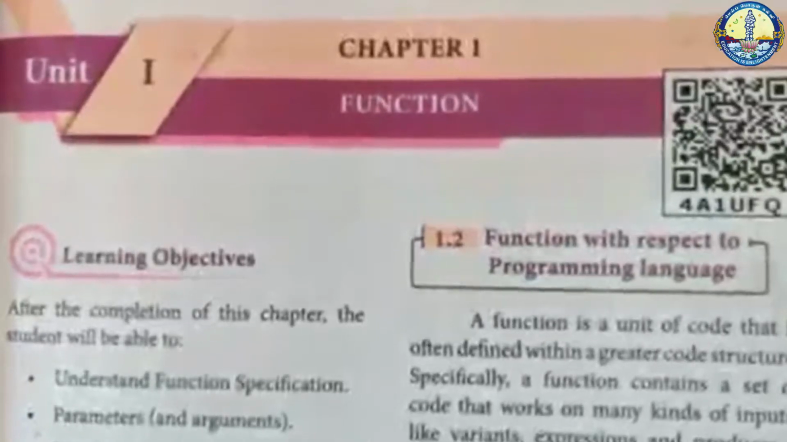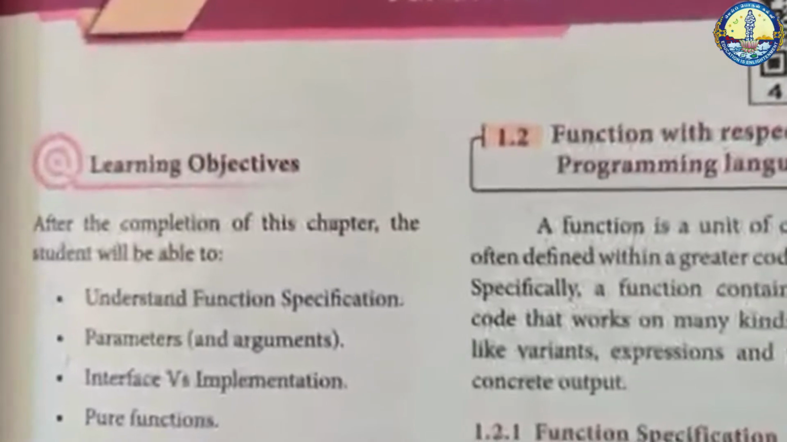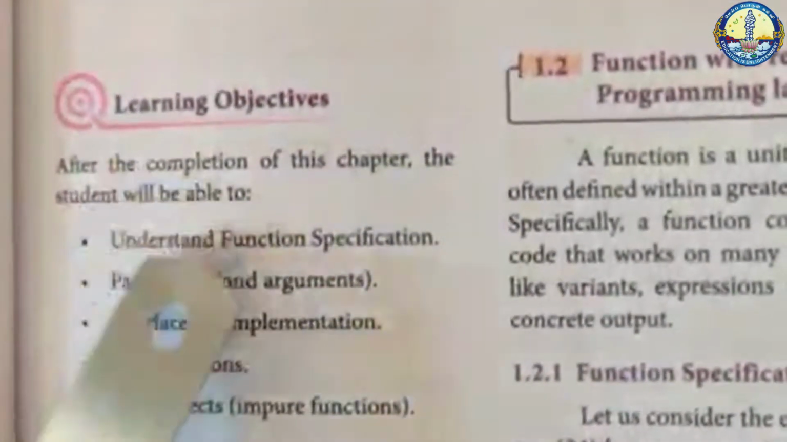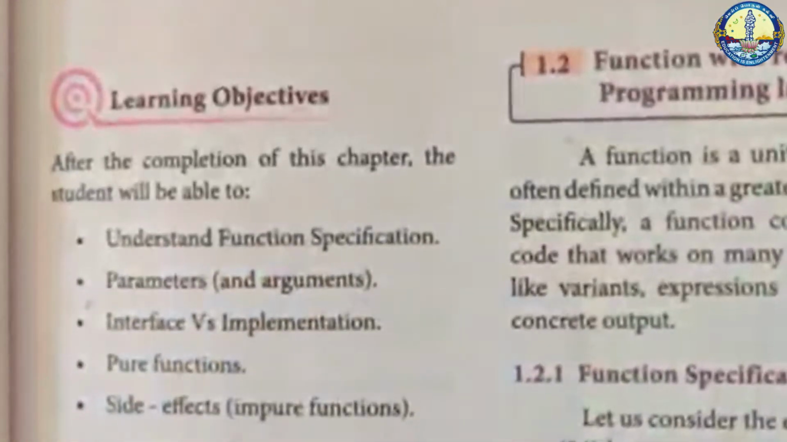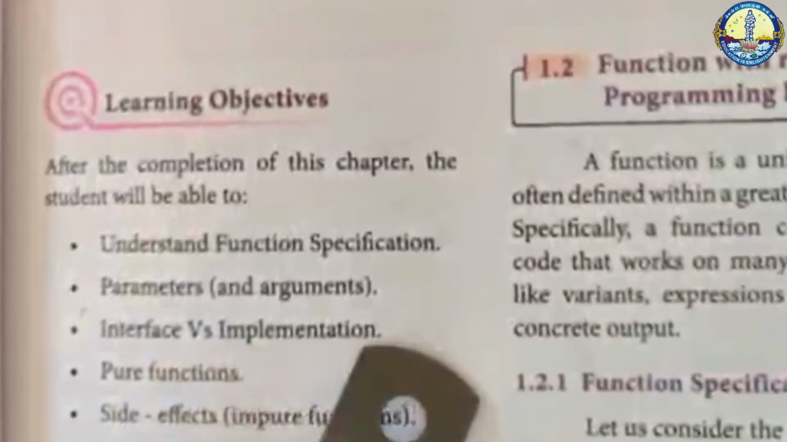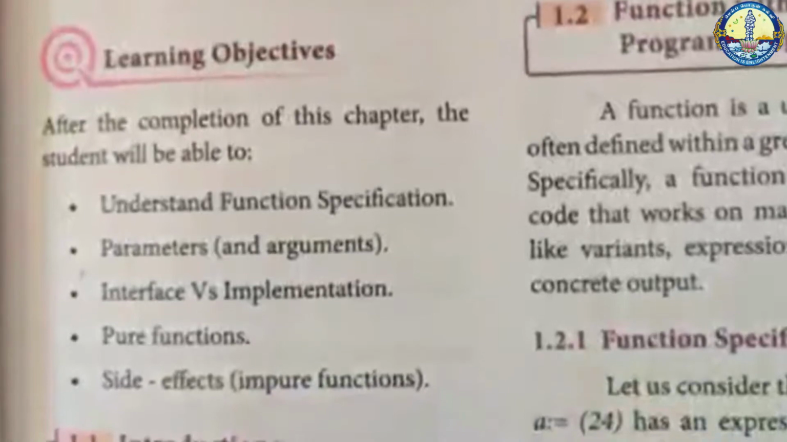Now we are going to see about chapter 1, functions. So, learning objectives. After the completion of this chapter, the student will be able to understand function specification, parameters and arguments, interface versus implementation, pure functions, side effects, impure functions.